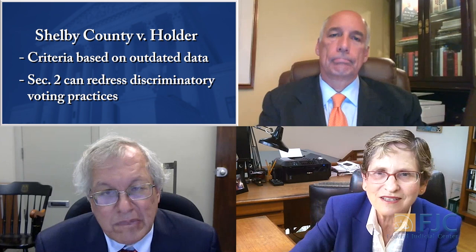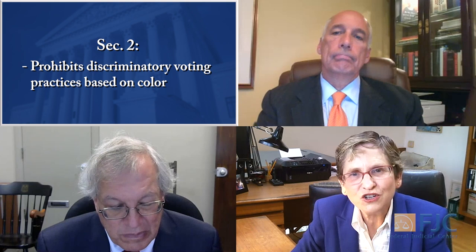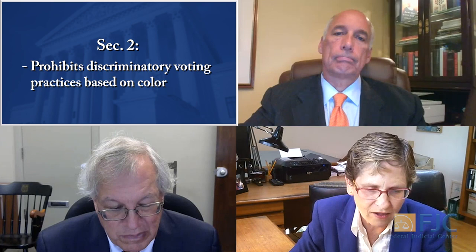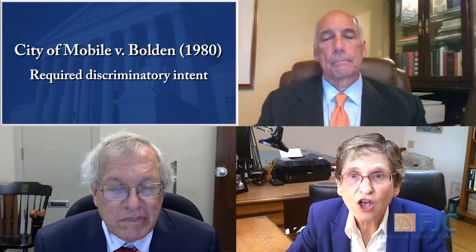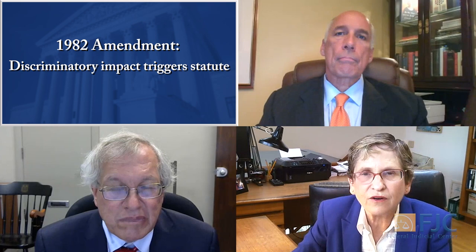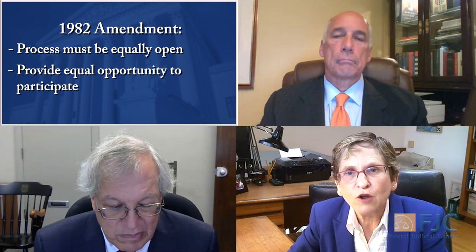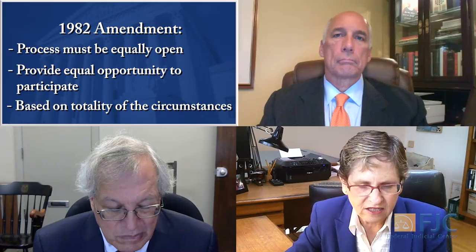Then we look at Section 2. Section 2 prohibits voting practices or provisions that discriminate on the basis of color. In the city of Mobile versus Bolden back in 1980, the Supreme Court had interpreted that provision as requiring discriminatory intent. So Congress came back in 1982 with an amendment that made it clear that only discriminatory impact was required, that the law itself requires that the processes be, quote, equally open, provide an equal opportunity for people to participate, and use a totality of the circumstances approach.